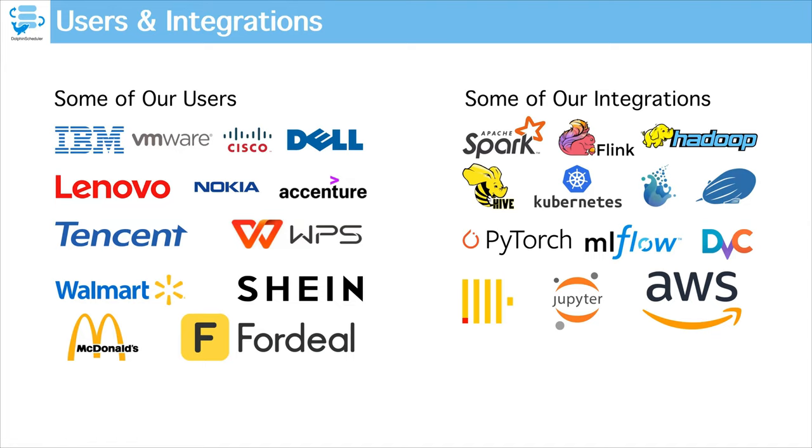Besides the users, the integration of DolphinScheduler is very important, because we want to give our users an out-of-the-box workflow solution. We already support many open source workflow and data systems. You can see Spark and Flink are already in DolphinScheduler, which means you can handle Spark or Flink jobs very easily. And we also support ML ops related systems like PyTorch and MLflow. We also support cloud native in 3.0, like many AWS tasks in DolphinScheduler.